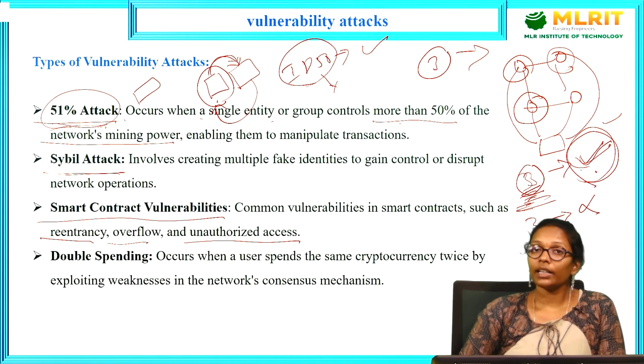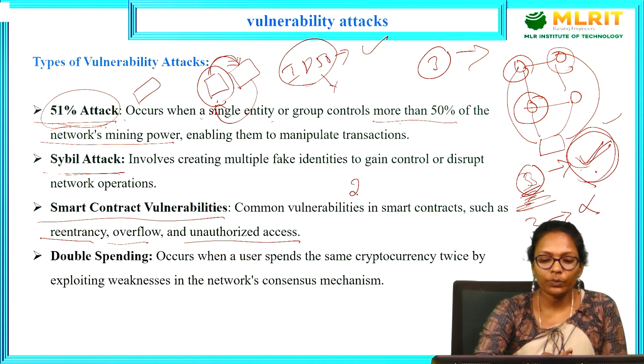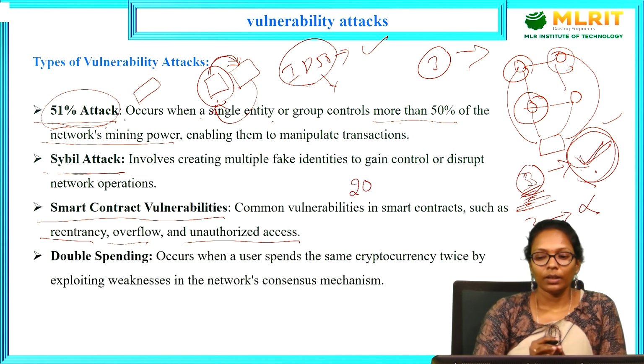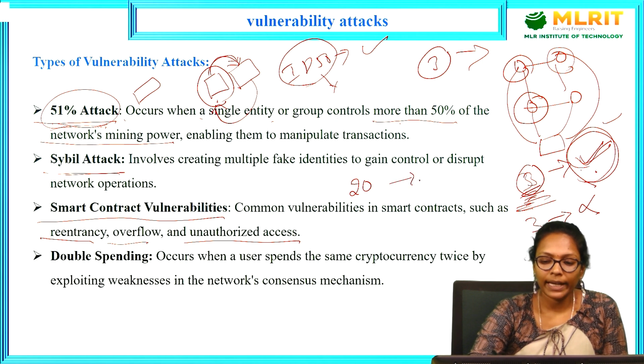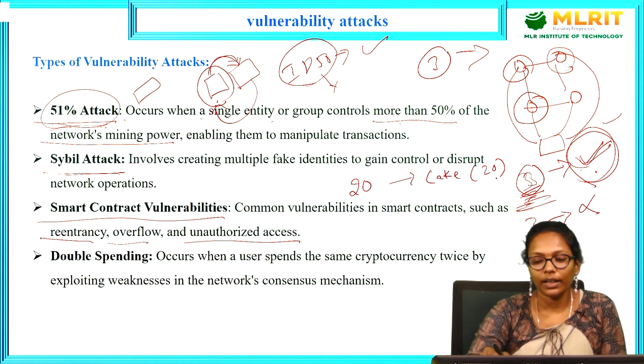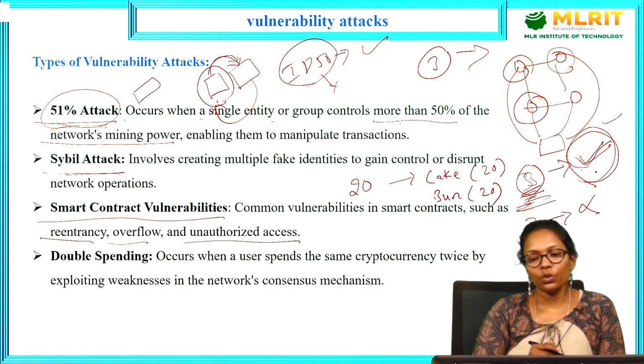And coming to double spending. I have only 20 rupees. Now I want to buy a cake which costs 20 and a bun, which also has a cost. With 20 rupees, of course, I know I cannot buy both.